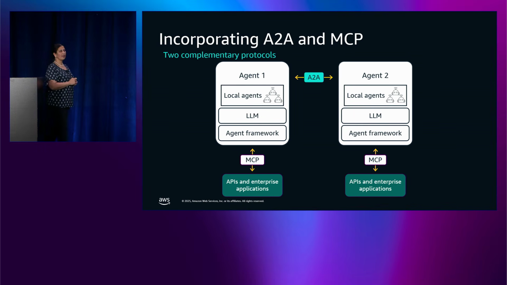So here, another example, agent 1. It has local agents, it has tools available to it. It's using an agent framework. Maybe it's built using the Strands framework. It has an LLM, and now it's looking for some other agent out there who has its own tools, its own LLM. They can connect to it using a standard protocol, just facilitating communication between these agents in a standard way.